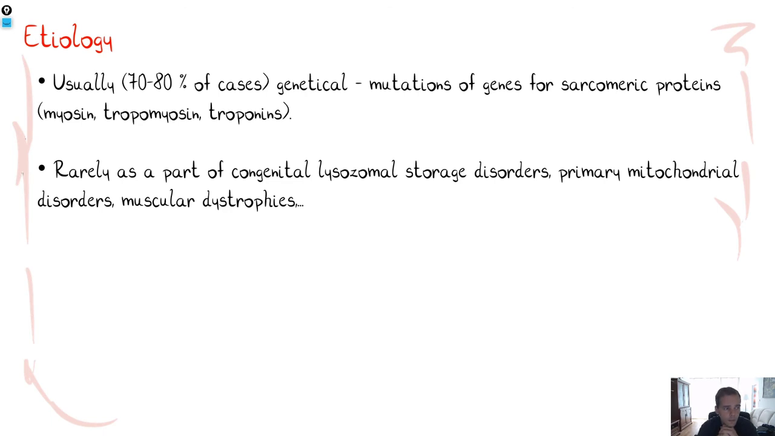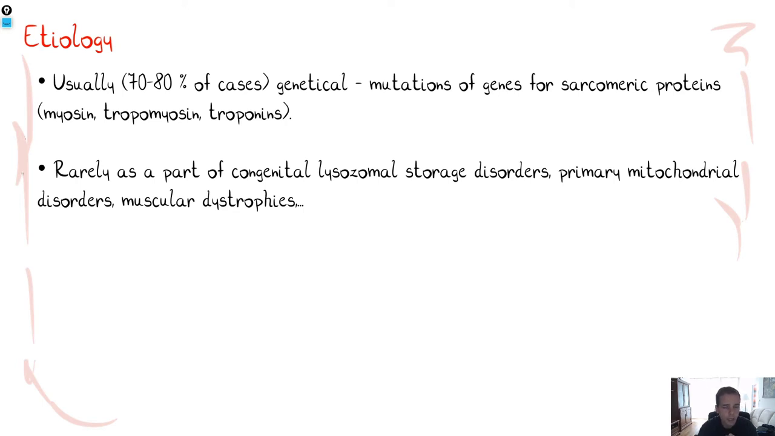Etiology. Dilated cardiomyopathy was mainly acquired, but hypertrophic cardiomyopathy is usually genetical. Up to 70% or 80% of the cases are genetical, primary. There are usually mutations of genes for sarcomeric proteins. So remember, in dilated cardiomyopathy it was cytoskeletal proteins. In hypertrophic cardiomyopathy, it's sarcomeric proteins: myosin, tropomyosin, troponins.